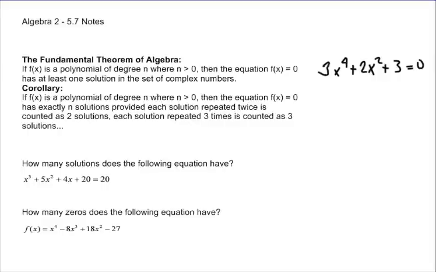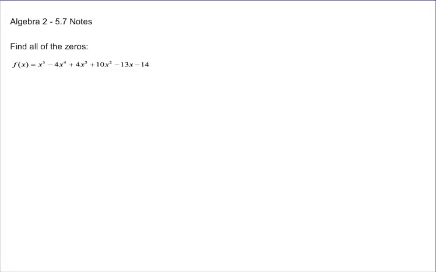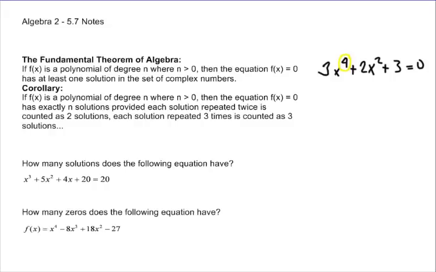In other words, there's at least one solution that could be real or imaginary, but at least one solution for this guy. And the corollary to that is, if f of x is a polynomial of degree n where n is greater than 0, then the equation f of x equals 0, so it starts off the exact same, has exactly n solutions. So we would say that this guy has 4 solutions if we count each repeated solution as separate ones. And so that's what we're looking at for this guy.